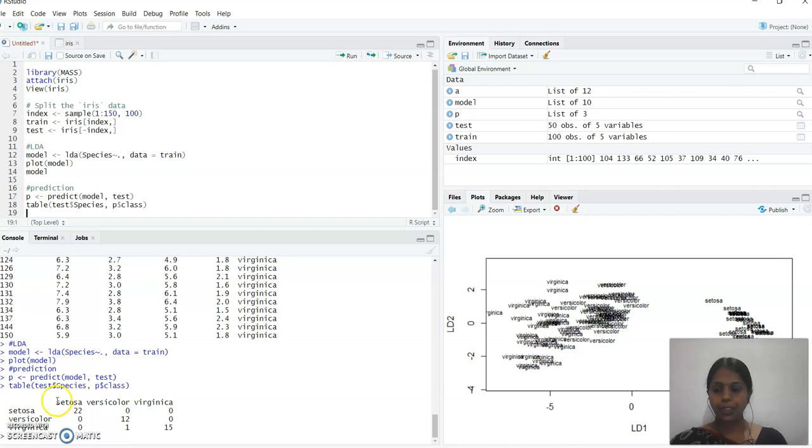So if you observe, this is the confusion matrix, showing the actual value and the predicted value. In the test, this is the actual value and this is the model predicted value. So you can do the comparison. 22 are actual and predicted also 22. Versicolor 12 are actual, predicted also 12. So only one is a misclassification. So now what does it indicate?